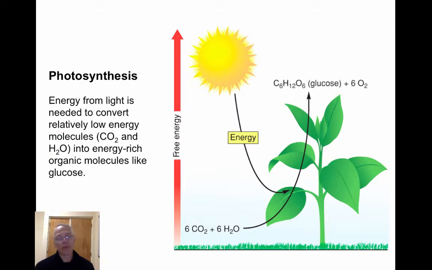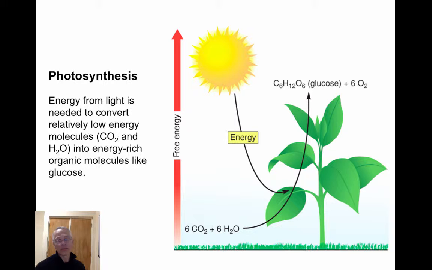All right, going to wrap up really quickly talking about some energy metabolism. I think most of you are familiar with photosynthesis. Photosynthesis is a process where plants, with a little bit of chemical magic, can convert very low energy molecules, carbon dioxide and water, into energy-rich organic molecules like glucose. Plants can make just about any organic molecule from scratch.